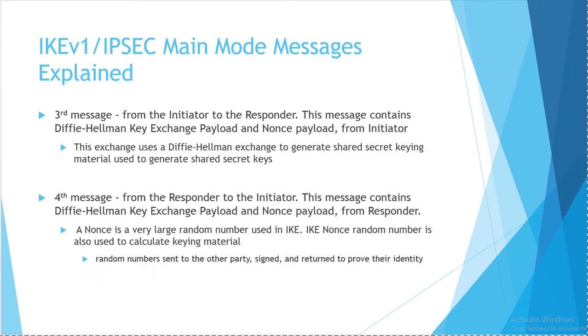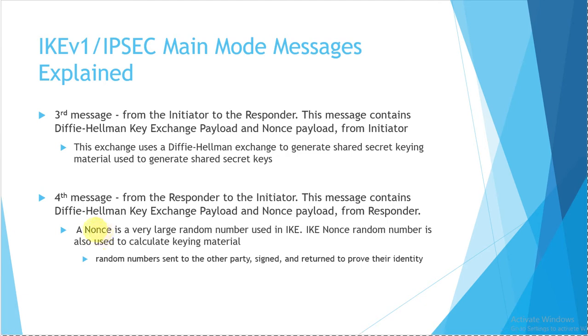Then we move on to the third message and the fourth message. So the third message, again, since it's odd, is going to be the initiator sending this, from the initiator to the responder. The message contains the Diffie-Hellman key exchange payload and a nonce payload. This exchange uses the Diffie-Hellman exchange to generate shared secret keying material used to generate the shared secret keys. Okay, so I'm not going to go big into Diffie-Hellman, but based on that group number that I set, I now have that same color paint that we are going to use to start our exchange with. And then I'm going to give you my public key, quote unquote.